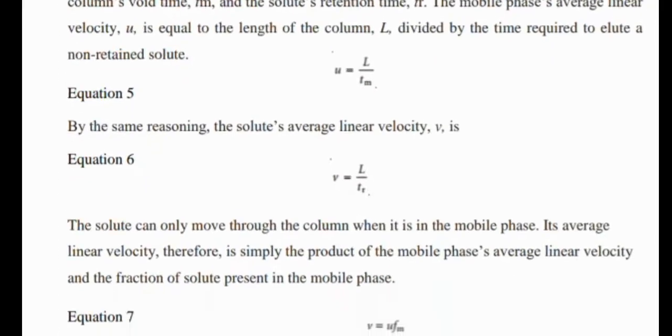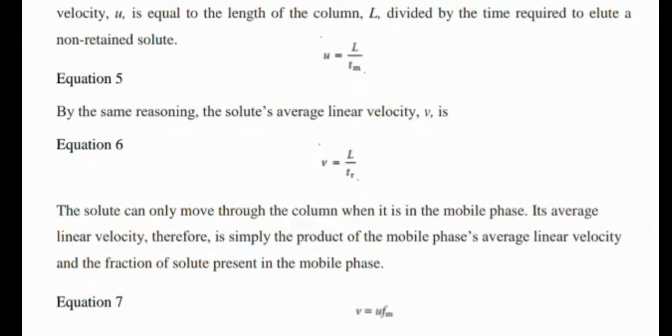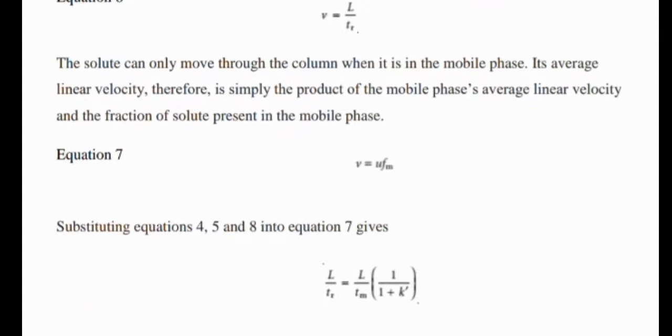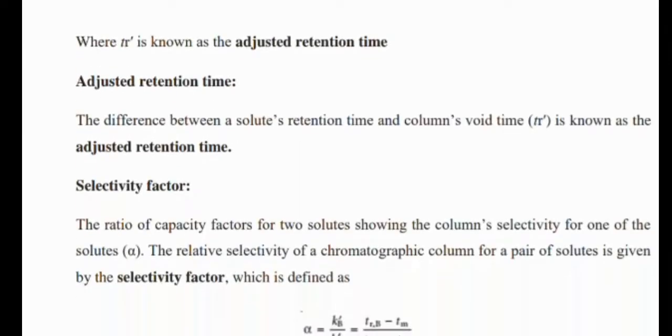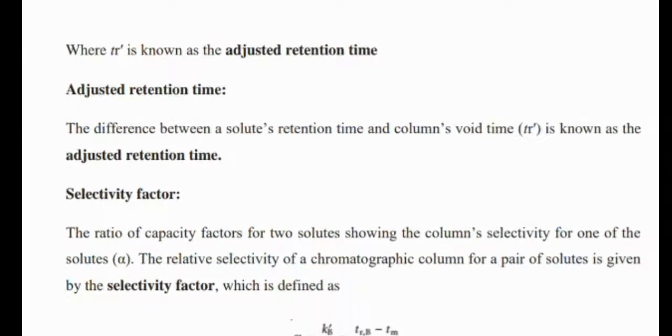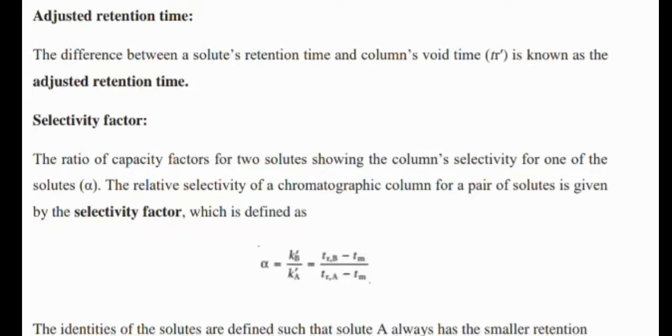Our equation 5 is U is equal to L over Tm, and equation 6 is V is equal to L over Tr. Equation 7, V is equal to U Fm, and equation 7 becomes L over Tr is equal to L over Tm into 1 divided by 1 plus K naught, where Tr dash is known as the adjusted retention time, and it is defined as the difference between a solute's retention time and the solute's void time.